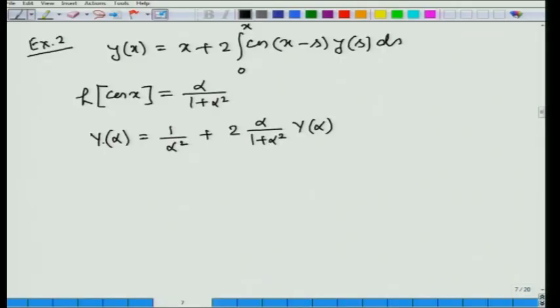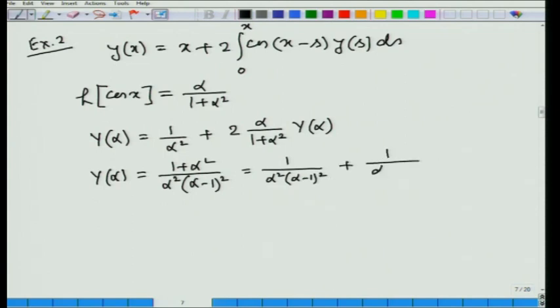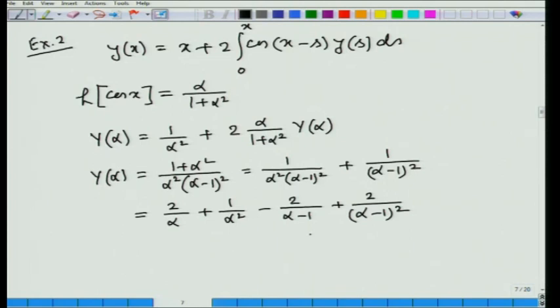and transferring this particular term onto the left, and after rearranging, we can find Y(alpha) equal to 1 plus alpha square divided by alpha square into (alpha minus 1) whole square, and we can rearrange this term first into the form 1 by alpha square times (alpha minus 1) whole square plus 1 by (alpha minus 1) whole square, and using the method of partial fractions, after some algebraic calculation, this will be equal to 2 by alpha plus 1 by alpha square minus 2 by (alpha minus 1) plus 2 by (alpha minus 1) whole square. So, these will be the expressions.